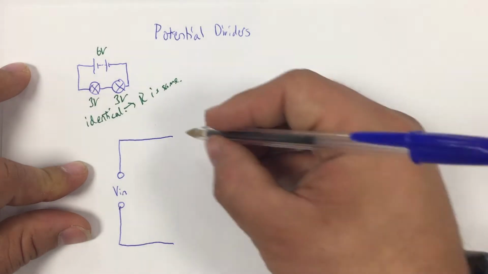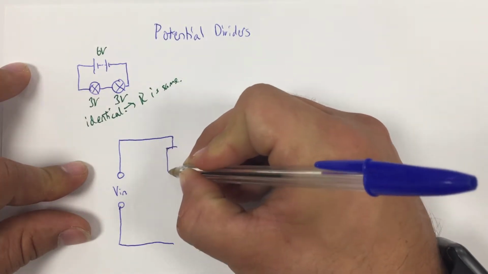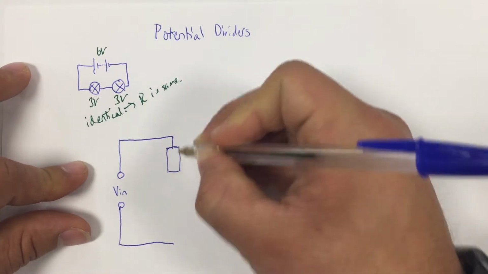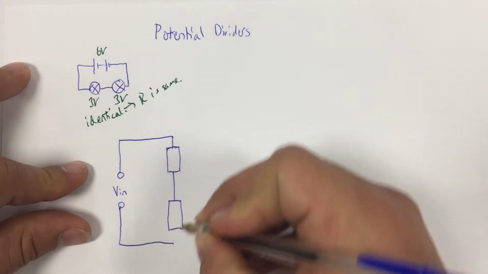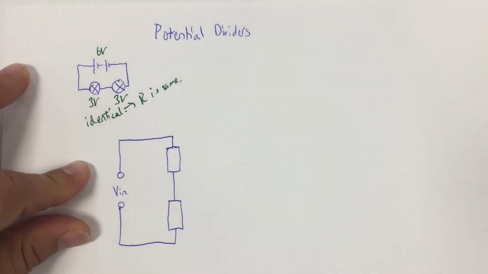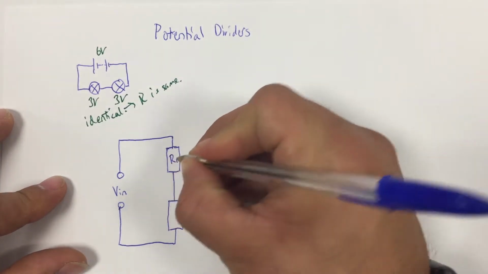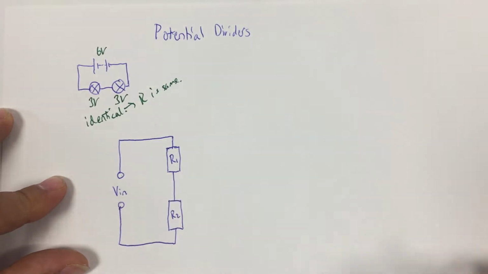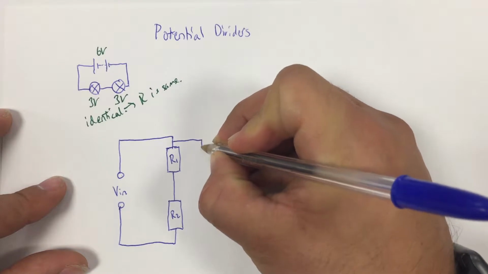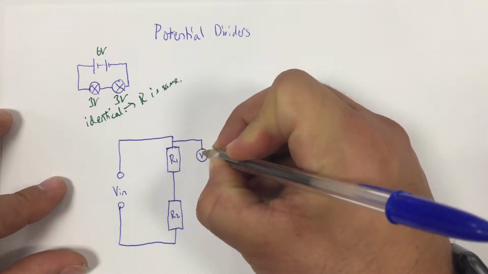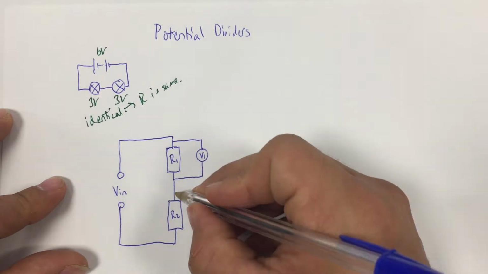The bit that's important is this bit, that any potential divider circuit basically just consists of any two components which have resistance in series with each other. So if I start off with two fixed resistors as an example, I'm going to call this resistor 1, I'm going to call this resistor 2. If I was to put a voltmeter here, and I'm going to call this voltmeter 1, I would be able to measure the potential difference across R1.